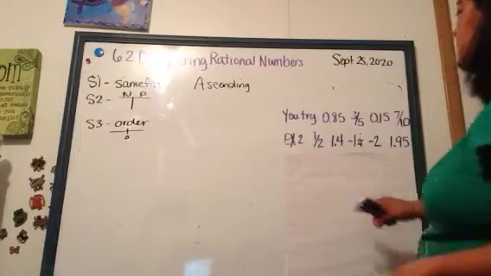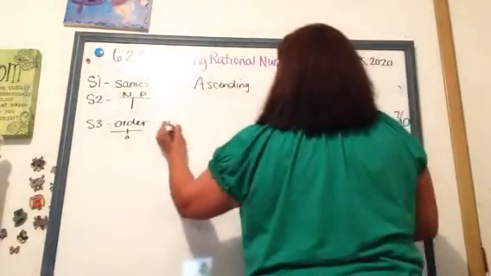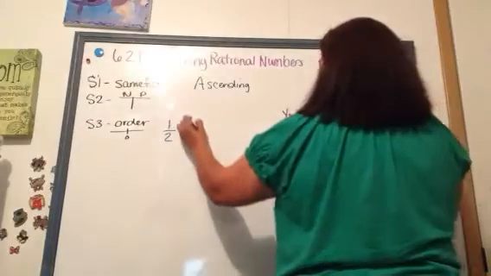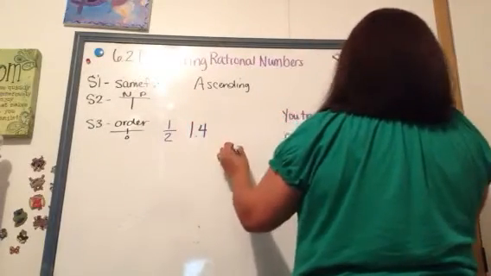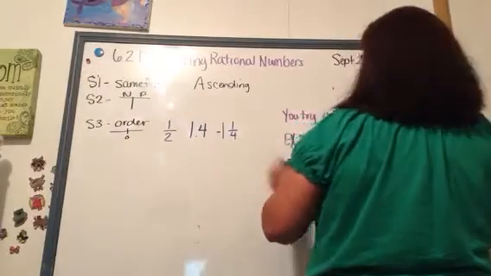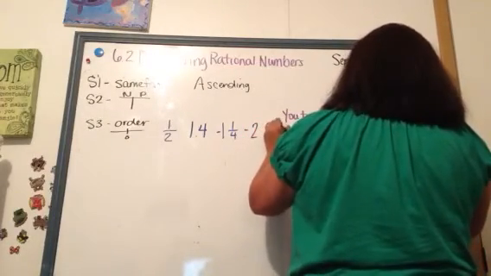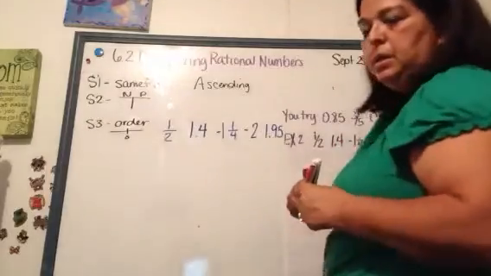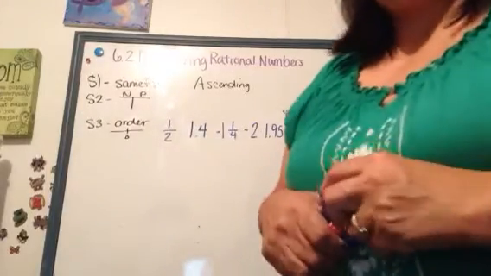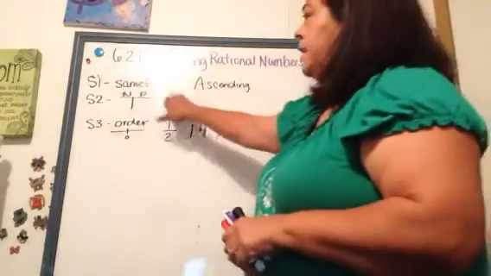Okay, so the next example is 1/2, 1 4/10, 1 1/4, which is a negative, -2, and 1 95 hundredths. Okay, go ahead and write those down in your journal. And remember, we're going to use the same steps.